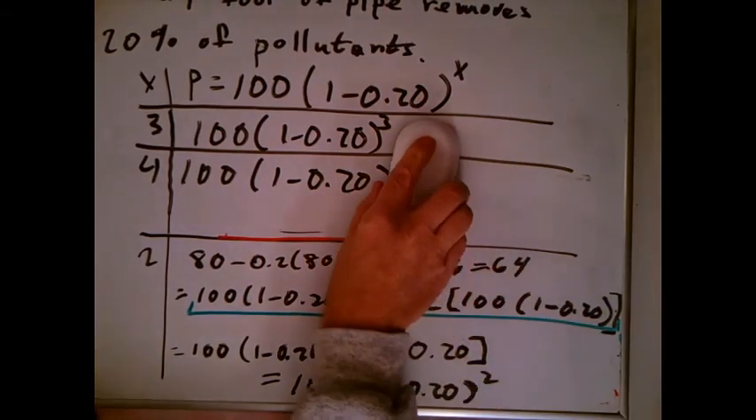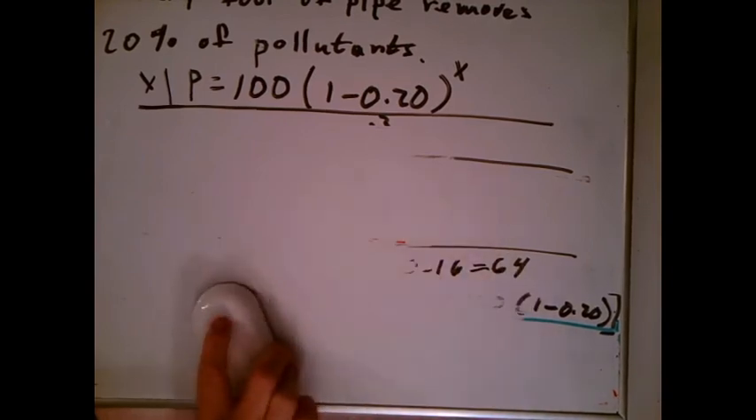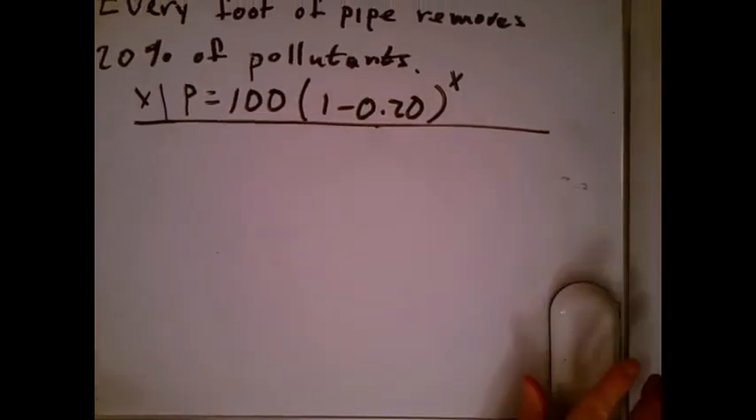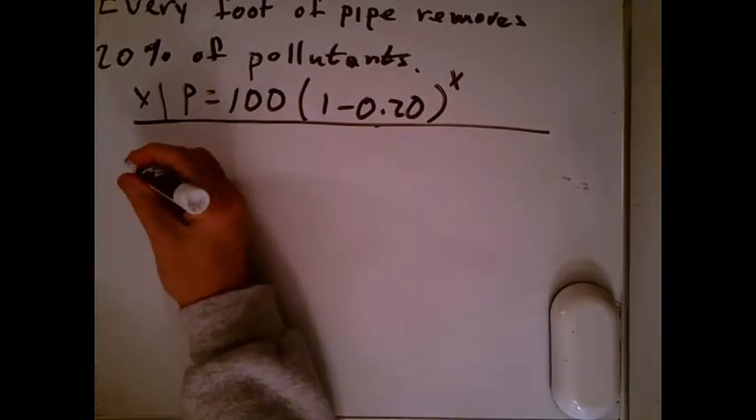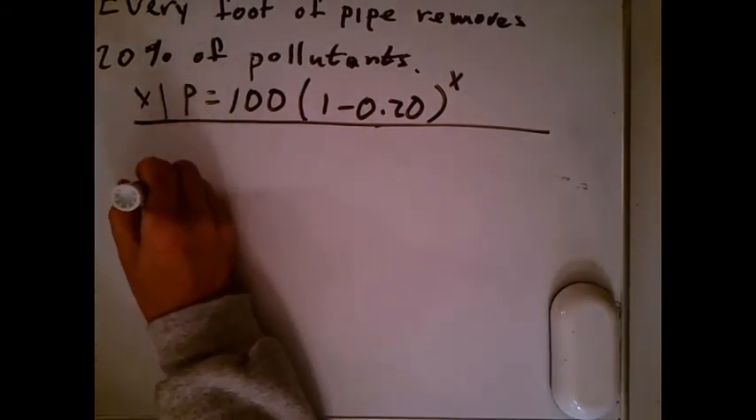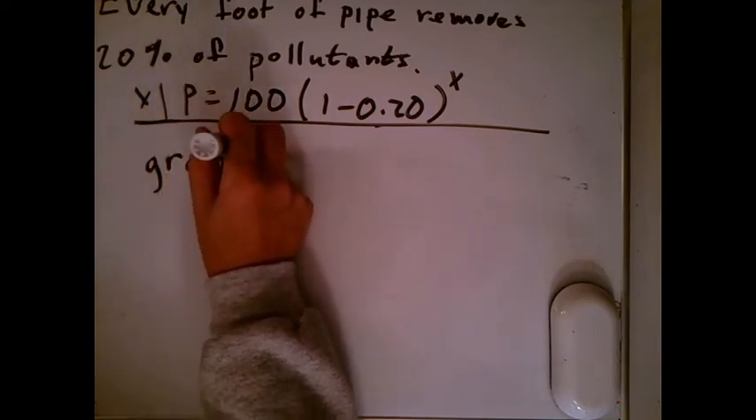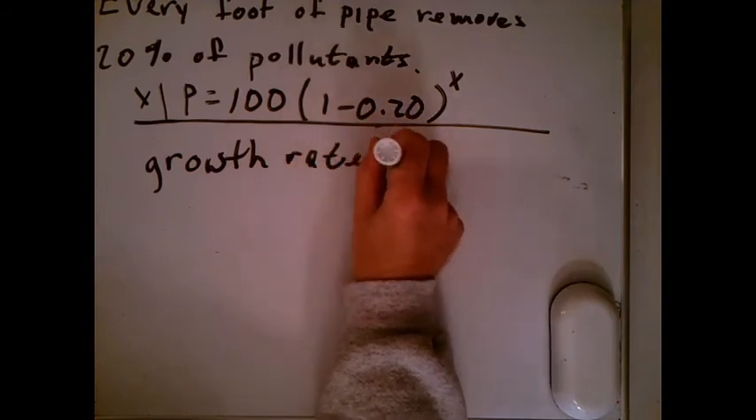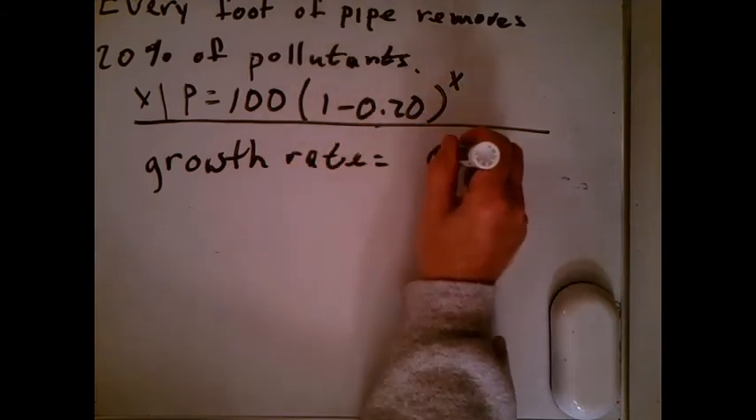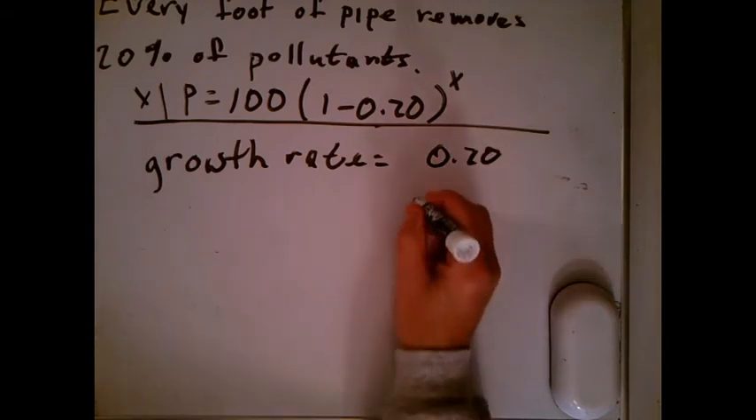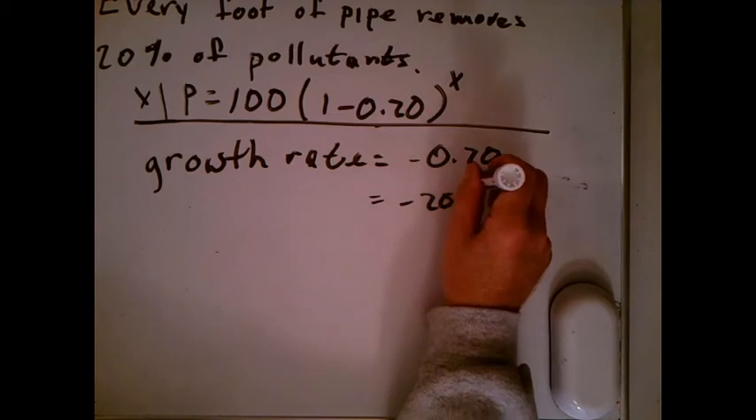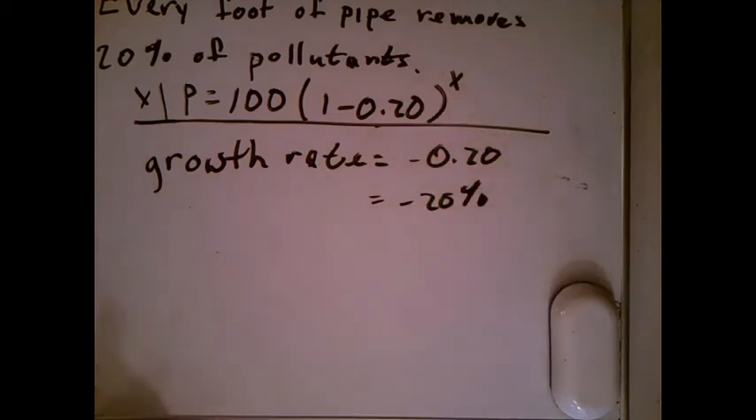Now, just a reminder of what they said in the section and in the videos. The growth rate here is, I would like to say 0.20, but it's actually negative because it's decaying. I can write that as negative 20%, like that. So that's actually the percentage change each time.